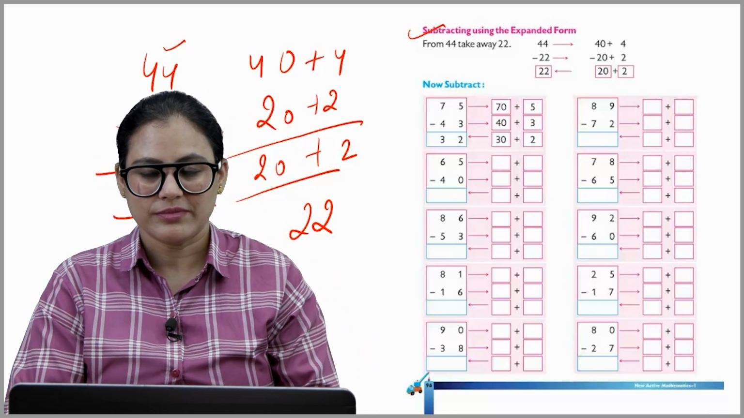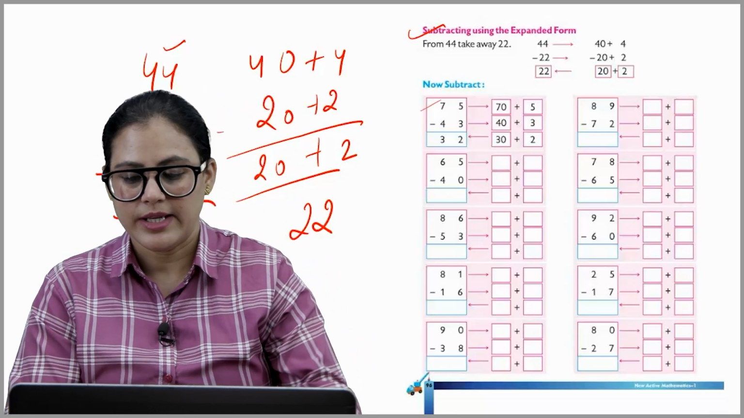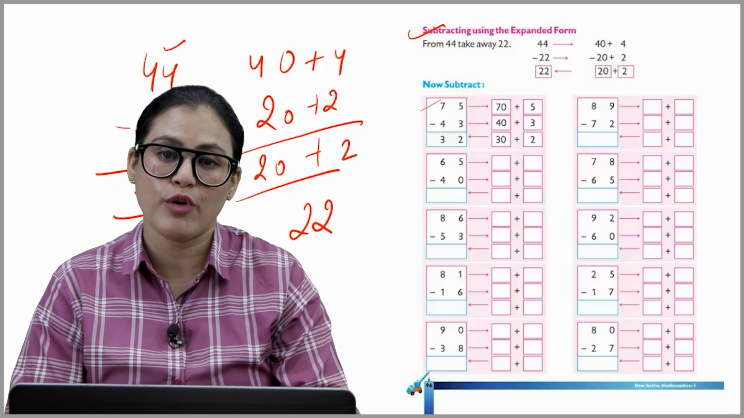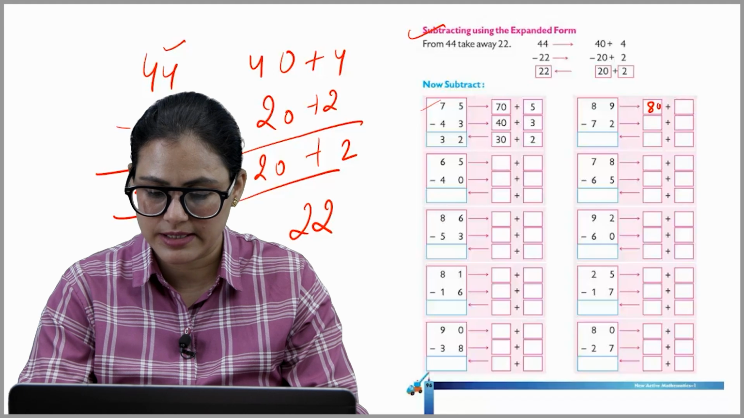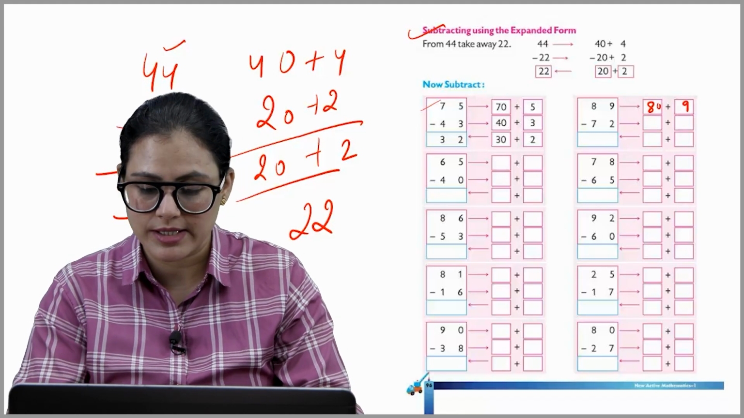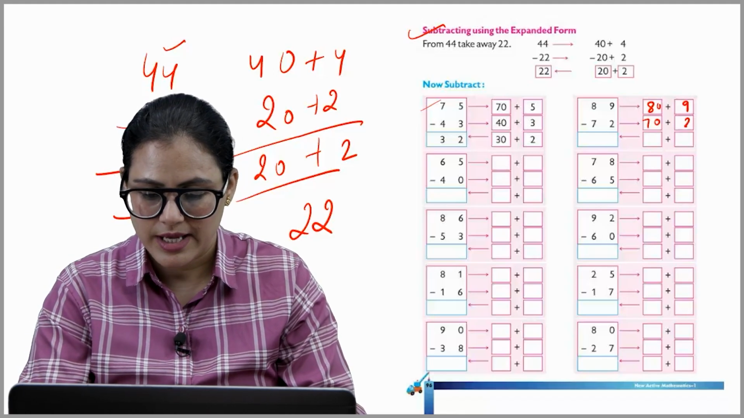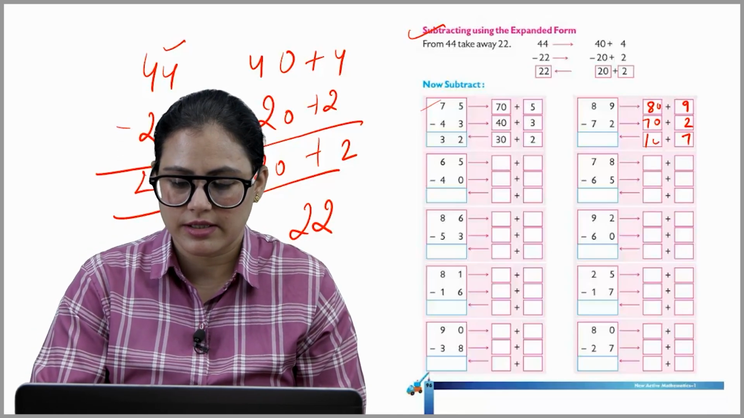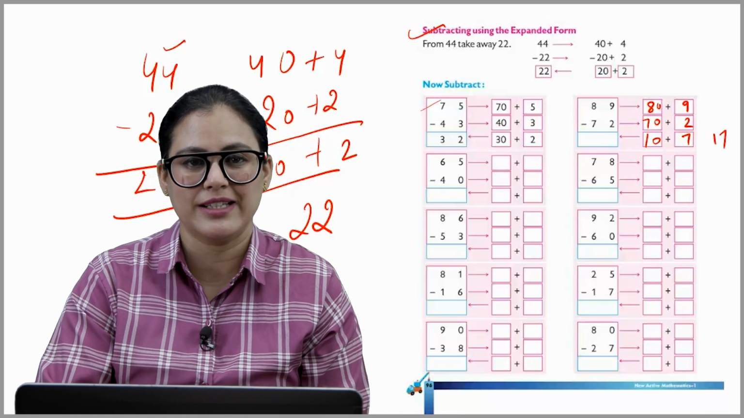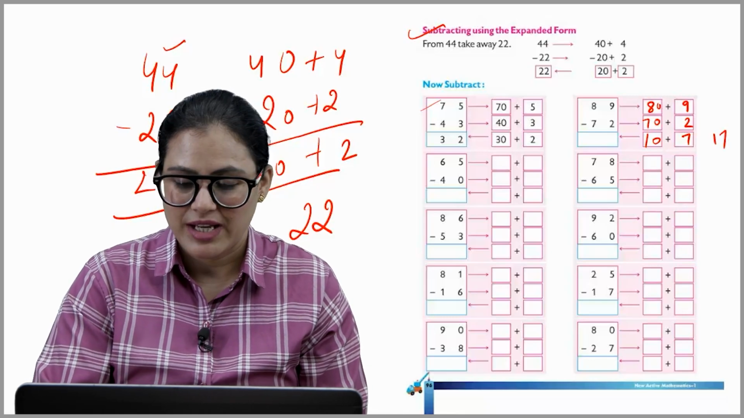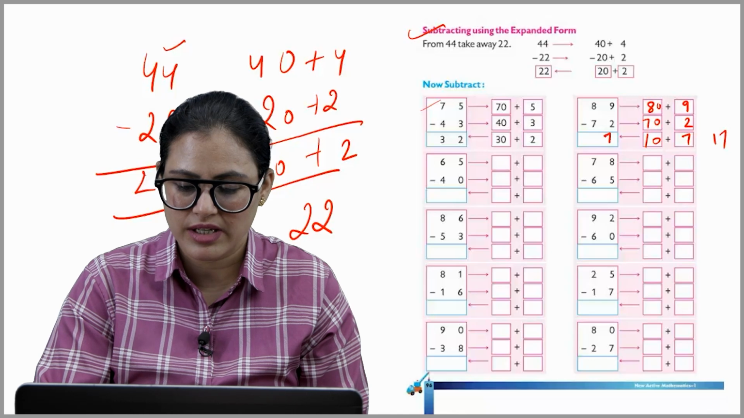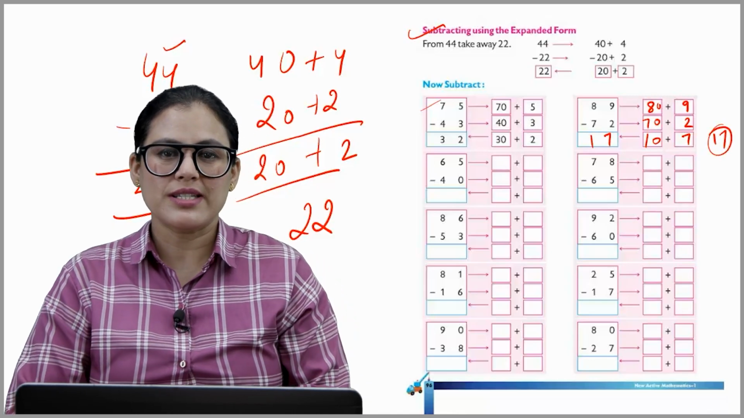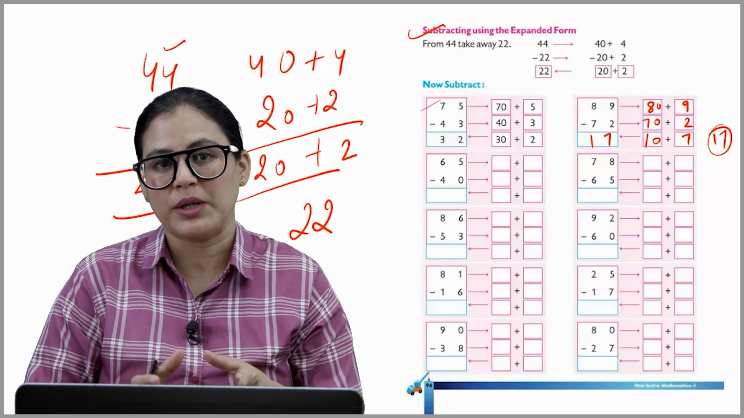Now subtract. One has been done for you. 89 minus 72. The expanded form of 89 is 80 plus 9, and the expanded form of 72 is 70 plus 2. Now 9 minus 2 is 7 and 80 minus 70 is 10. 10 plus 7 is 17. So 9 minus 2 is 7 and 8 minus 7 is 1, giving 17. Students, you will practice the remaining parts.